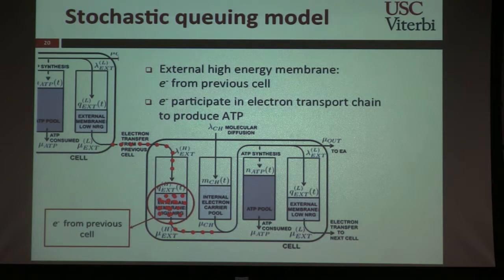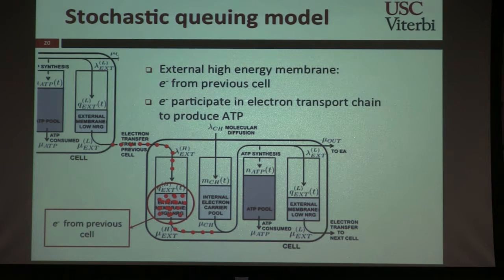All right? So this is it. This is the model, all right? So I have previous bug, current bug, leading to next bug. Let me walk you through the 4 queues that I need in order to describe what's going on. So my first queue is literally electron transfer from the previous cell.